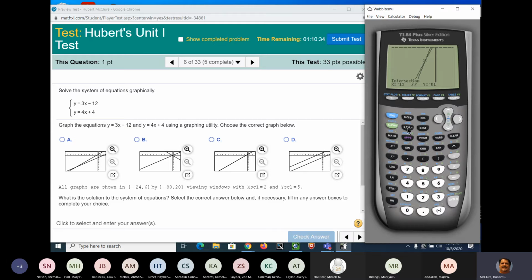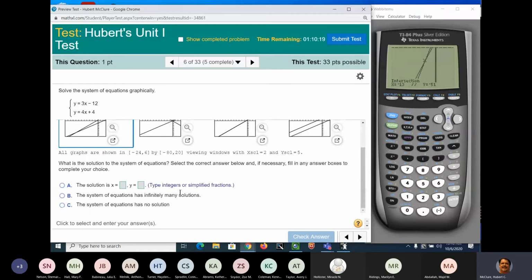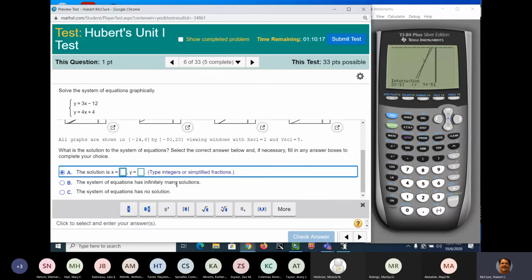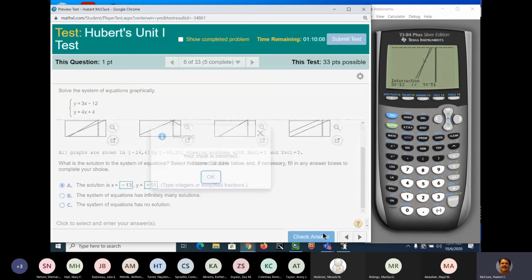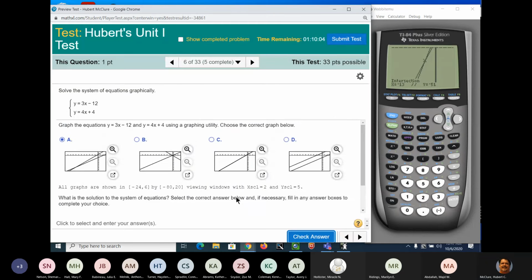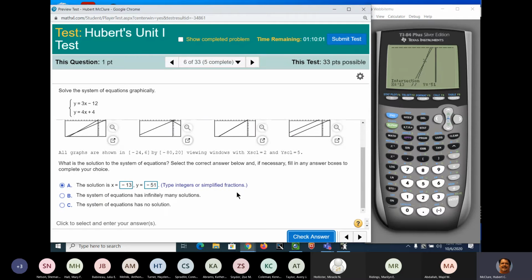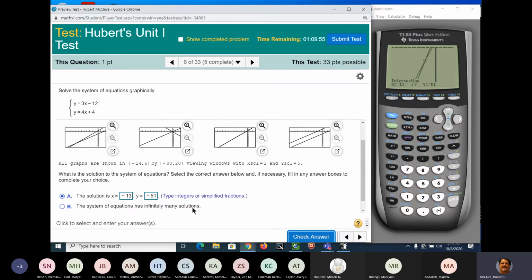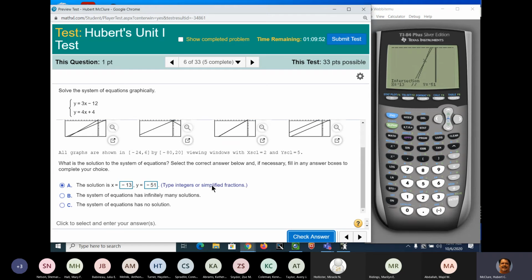-13 and -51. So it looks like that right there, I believe. -13 and -51. And we should feel good about ourselves. Oop! Wait a minute, I ain't done. Okay, I have no idea what I've done wrong. And I don't understand how I got 33.